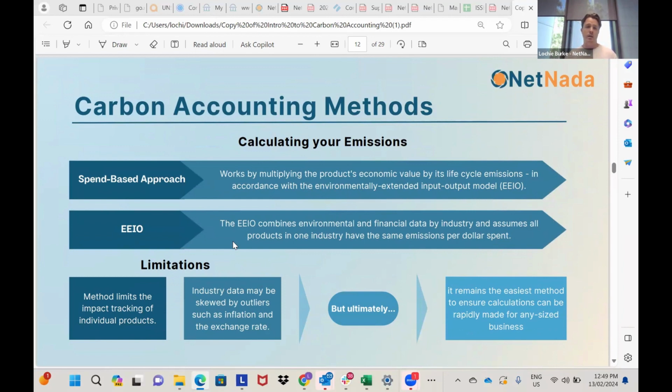In our carbon accounting methods, there's two typical ways that businesses start to collate their data and understand where their impacts are generated. First is your spend-based approach. This is widely used around the world. Essentially, you're looking at every expense that occurs in your business.